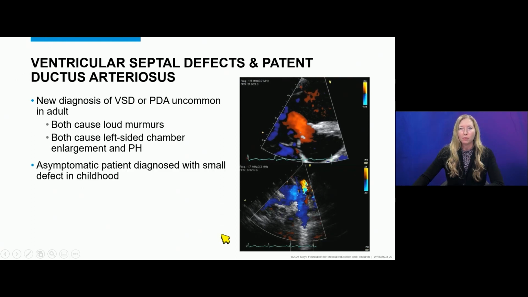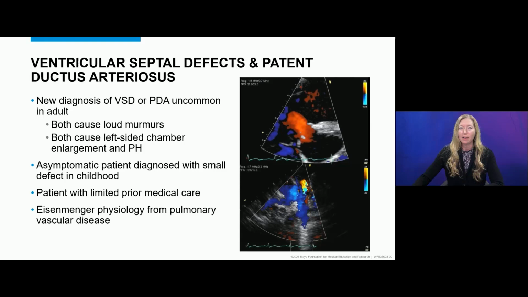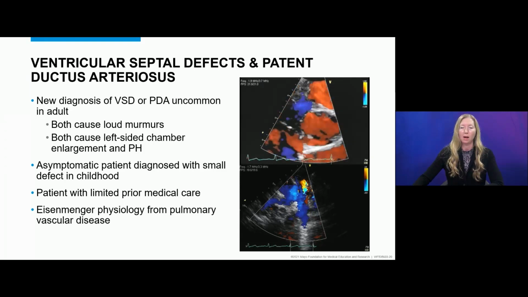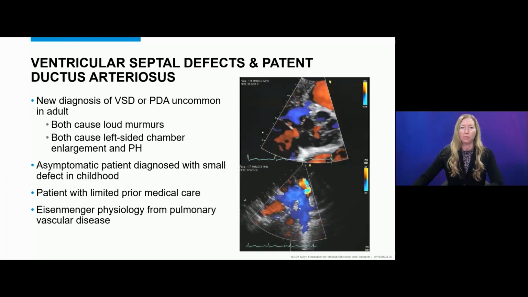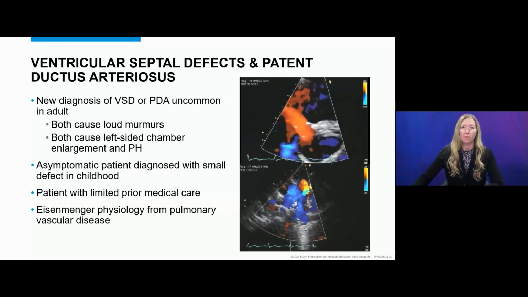If you do see a patient with one of these diagnoses, it's usually someone who was diagnosed with a small VSD or PDA as a child and was told that intervention was not needed. It might be a patient who has had limited or no prior medical care, so no one's picked up on the murmur. And if that's the case, oftentimes patients are going to have Eisenmenger physiology or severe pulmonary hypertension from the shunt.